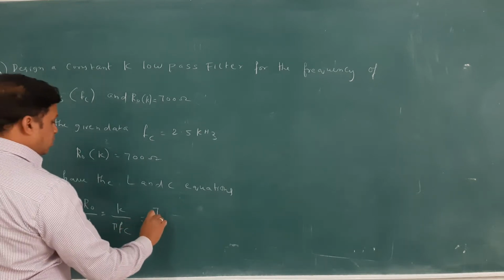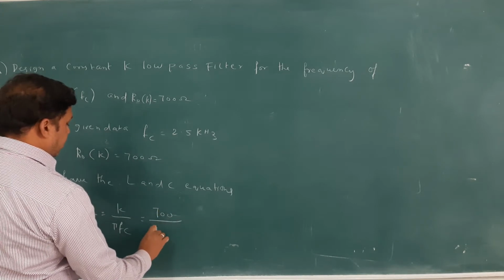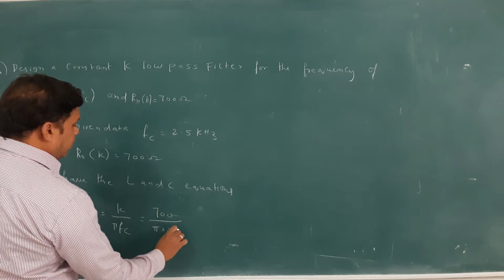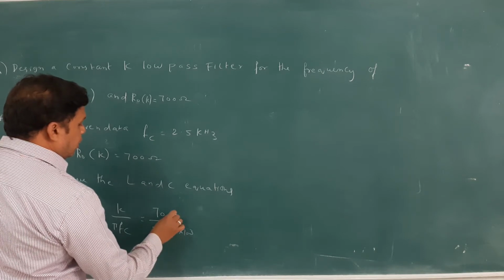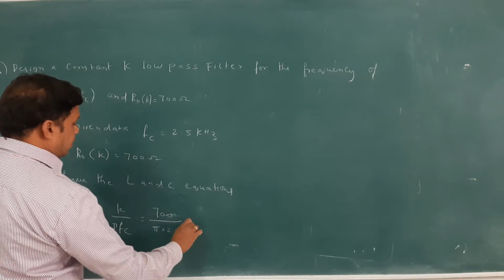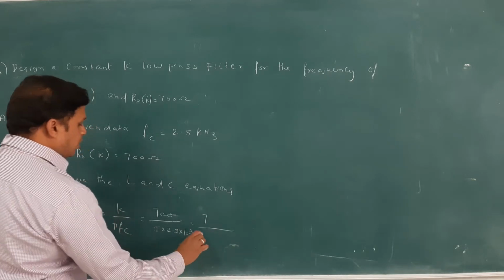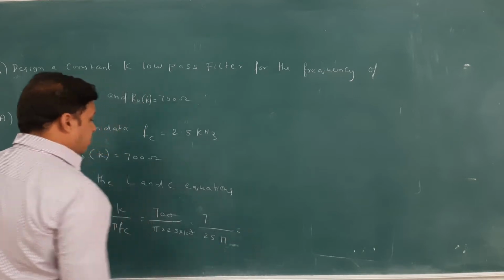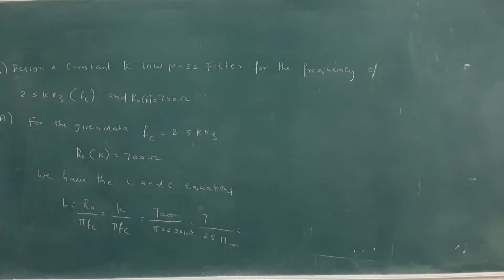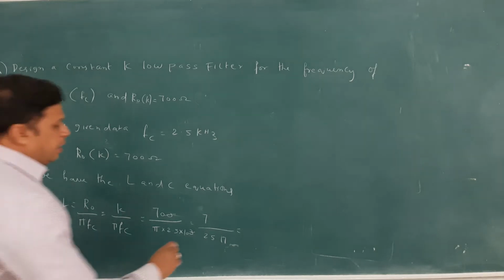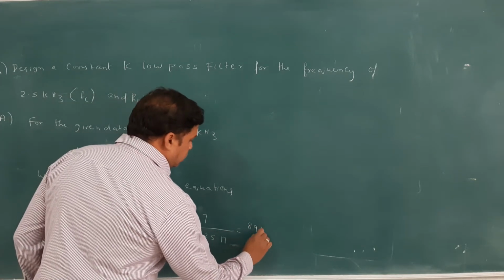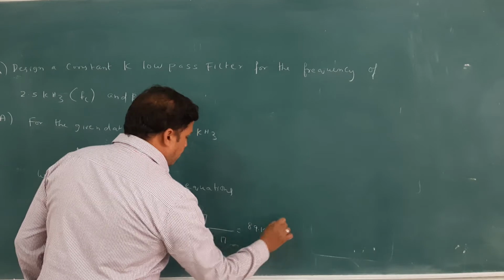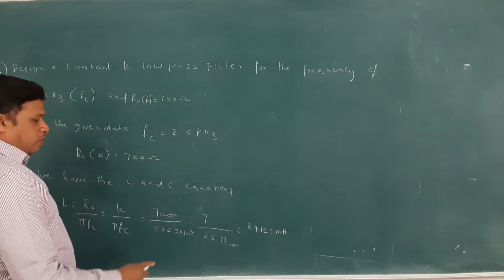So it is given the value 700 and pi, and what is Fc? Fc is 2.5 kilohertz, 2.5 into 10 cube. Here the cube gets cancelled and 10 remains. 7 by 25 into pi. So it is 89.127 millihenry. Okay, L is equal to 89.127 millihenry.